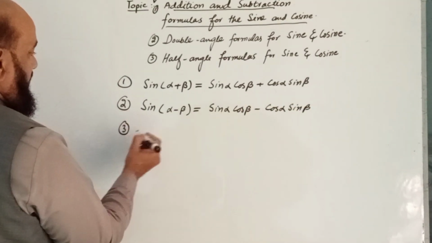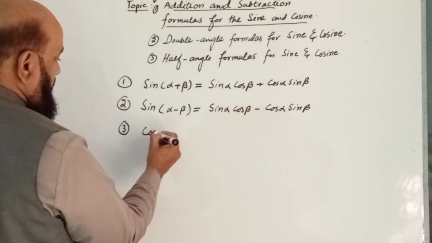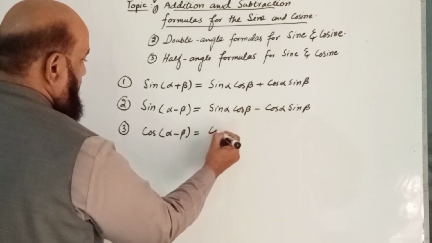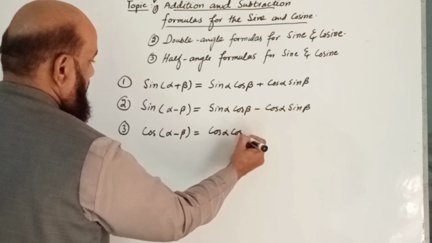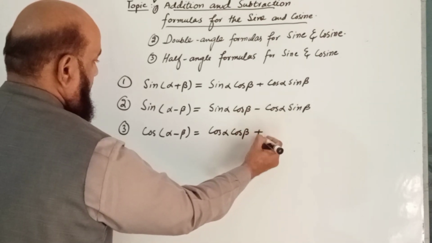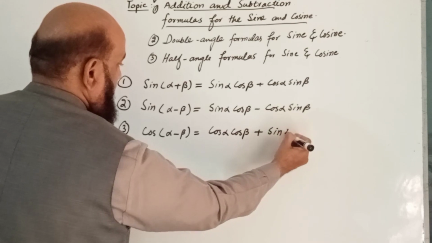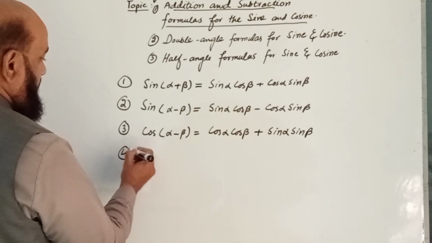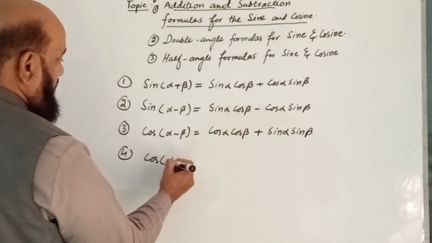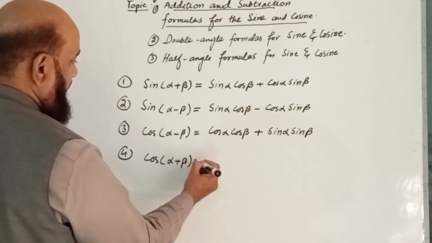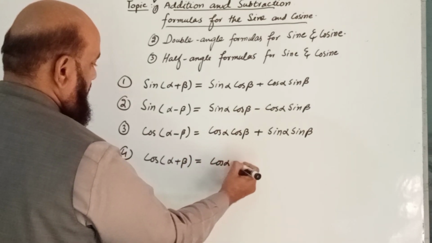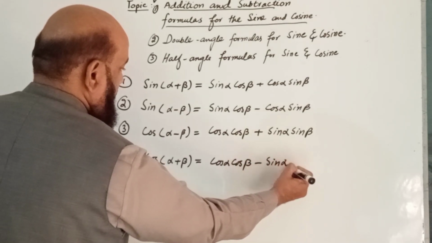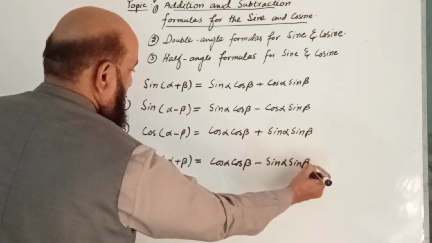And the third one is about cosine, cos of alpha minus beta. It gives cos alpha cos beta plus sine alpha sine beta. And the fourth is cos of alpha plus beta, which gives cos alpha cos beta minus sine alpha sine beta.